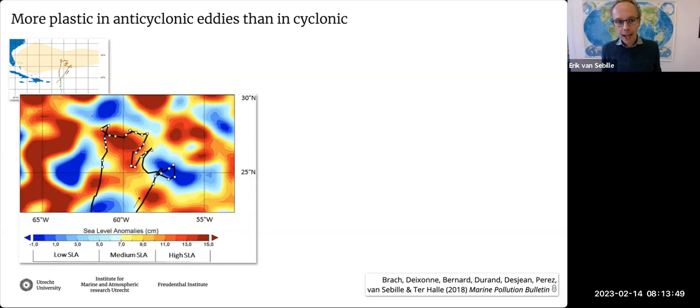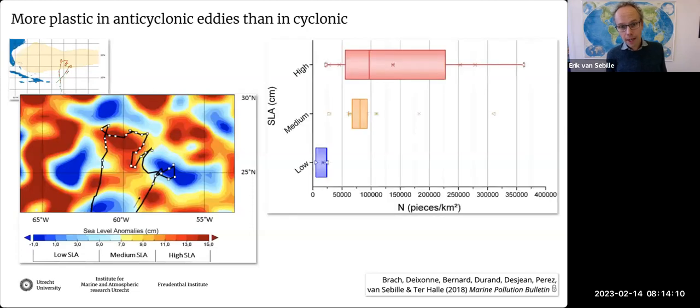Actually, the design of the study was that they would sample one cyclonic eddy and one anticyclonic eddy. So while they were actually in the area, they got steered by a ground crew that helped them to locate where the anticyclone was and where the cyclone was. And indeed, if you then measure the amount of plastic found in the net as a function of whether it was in this area of low sea level anomaly, or in the medium area or in the high area, you see that there's a significant difference. More plastic in the area where there was a higher sea level anomaly.